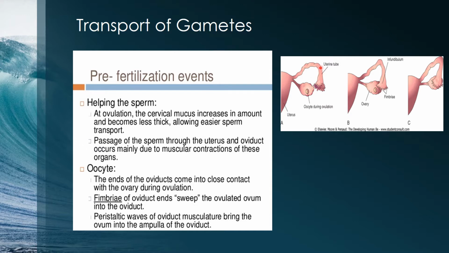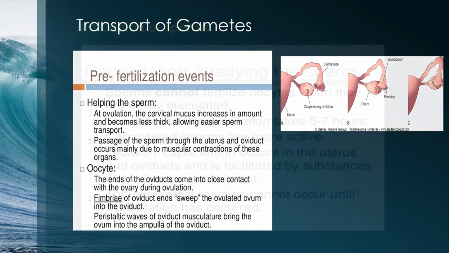So if the ovum is present in the ampullary part of the uterine tube, the fertilization will take place. But if the ovum has degenerated, then the sperms will also degenerate in the female genital tract.